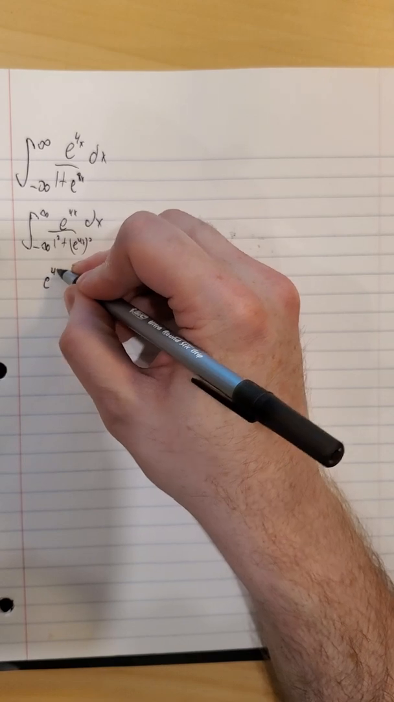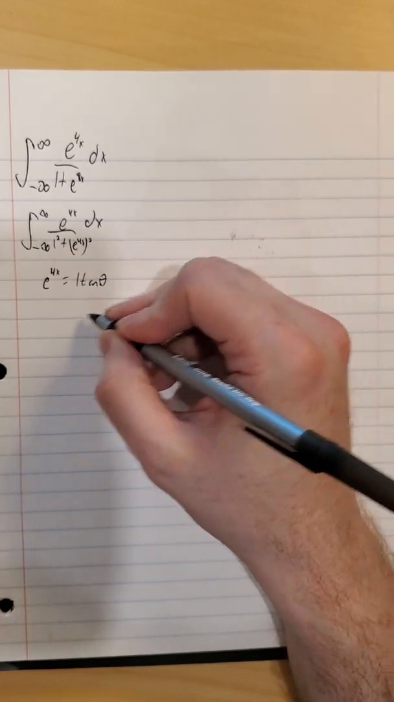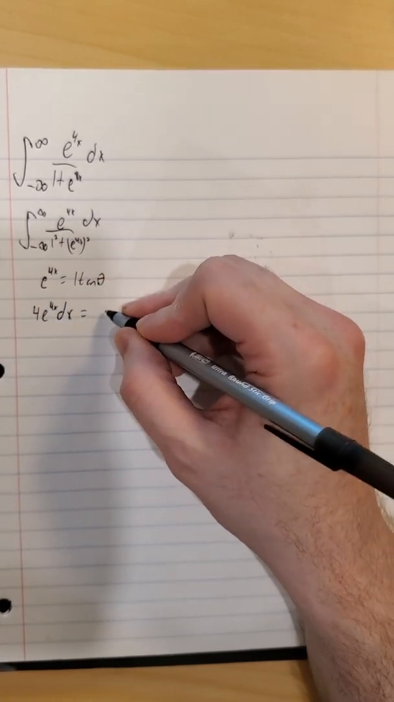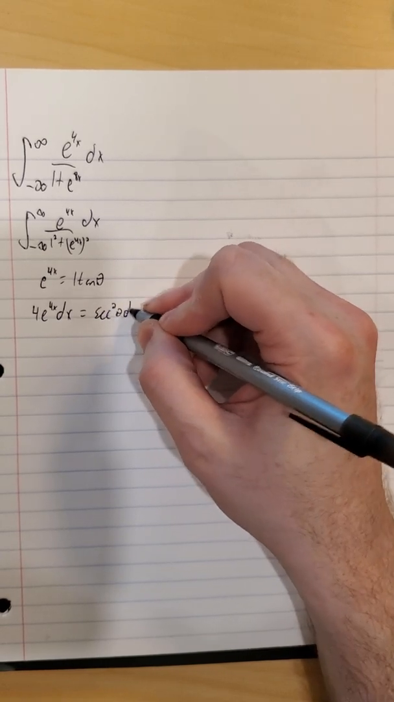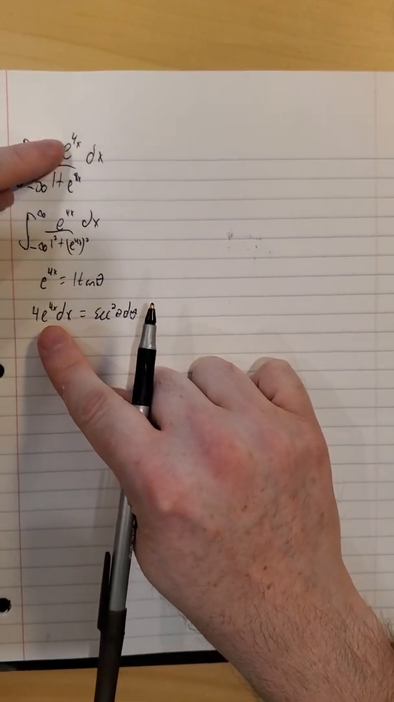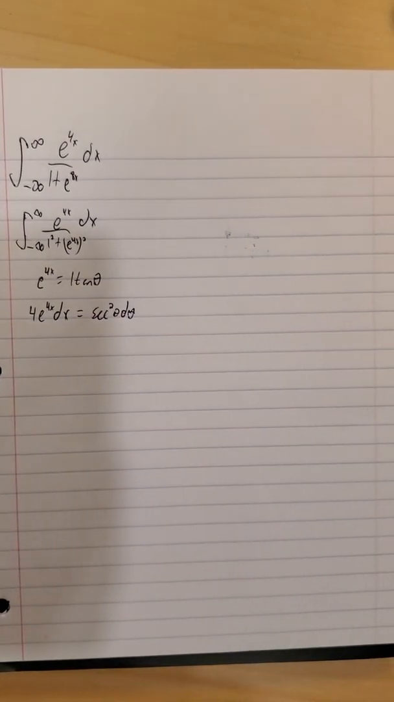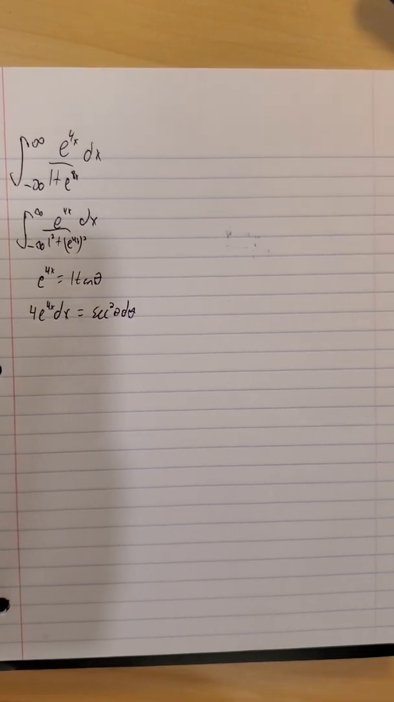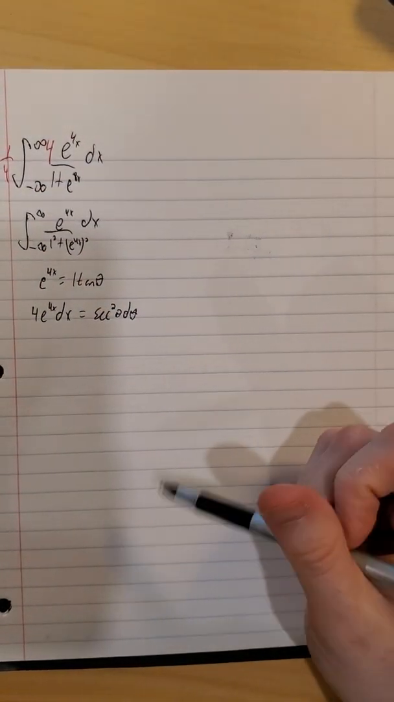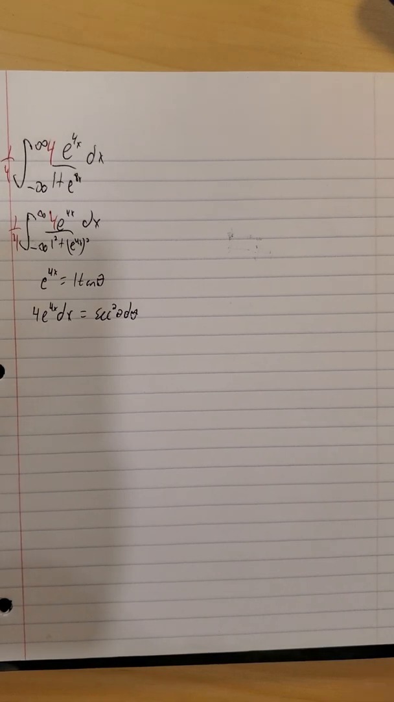So we're going to let e to the 4x equal 1 tangent theta. So 4e to the 4x dx is worth secant squared theta d theta. Okay, so seeing what we have and what we're missing, we've got our e to the 4x dx, we're missing our 4. So we multiply by 1, 4 inside, 1/4 outside. And we can carry that over to the next step as well, to make it a little easier to follow.